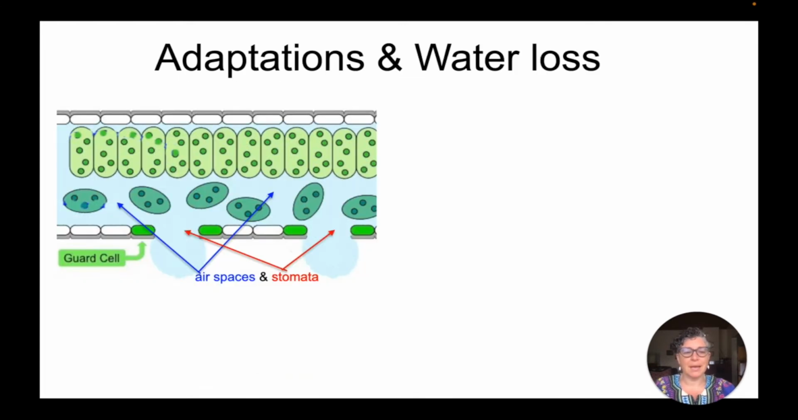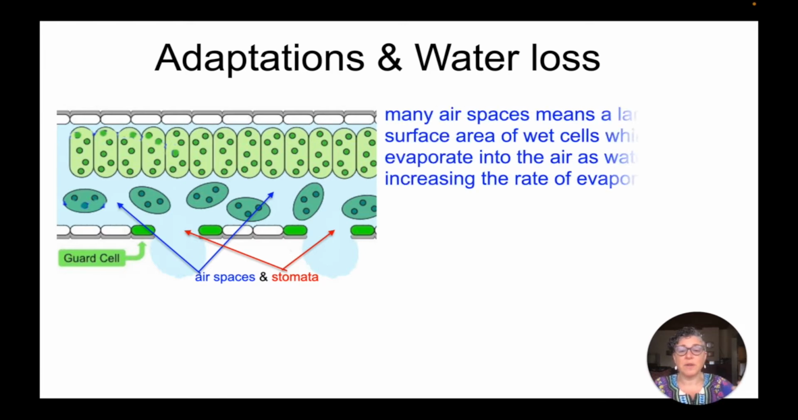So how do these adaptations relate to water loss? Well, let's consider. First of all, we have the air spaces. Having air spaces means that there's a large surface area of wet cells which can evaporate into the air as water vapor. In the spongy layer, those spongy cells are basically all separated from each other. They're not packed tightly as in the palisade section.